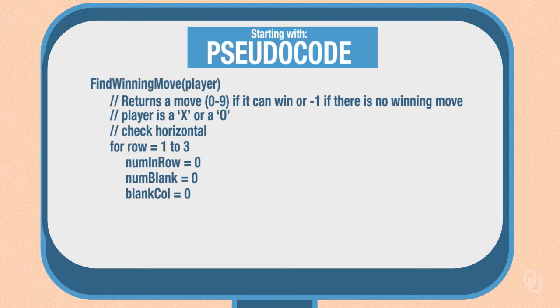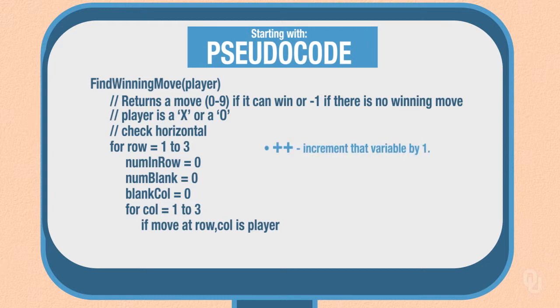And now I'm going to loop through the columns. So for column equals 1 to 3, let's look at the move at that entry. So at the entry row comma column, is it that player? And we're just going to say that by if move at row comma column is player, then we increment the number that are in a row. And the way we're expressing that is something that you haven't seen before in this course. We're using the expression plus plus, and that means increment that variable by 1. So another way you could say it would be num in a row plus equals 1, which is another way to say you just equal the same thing plus 1.